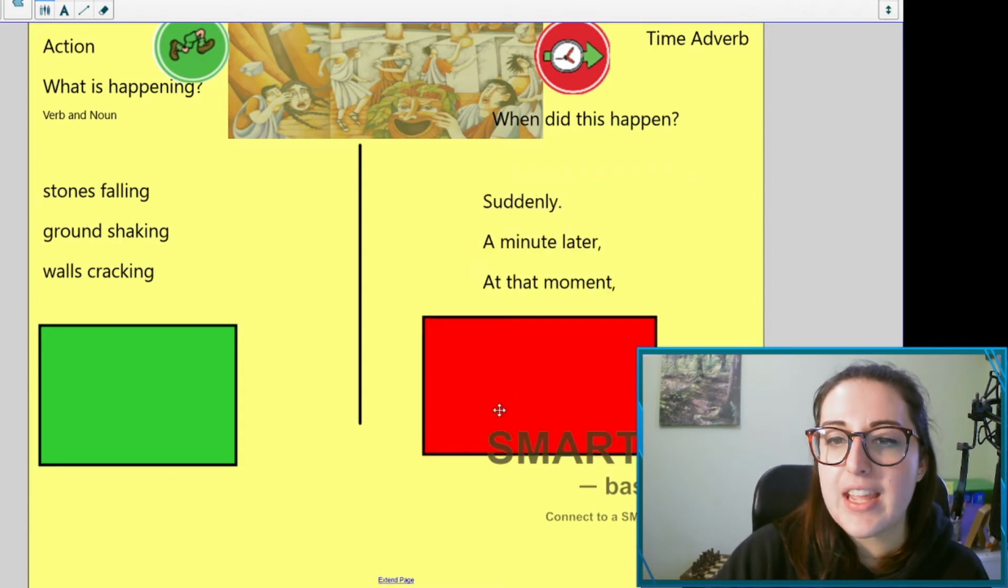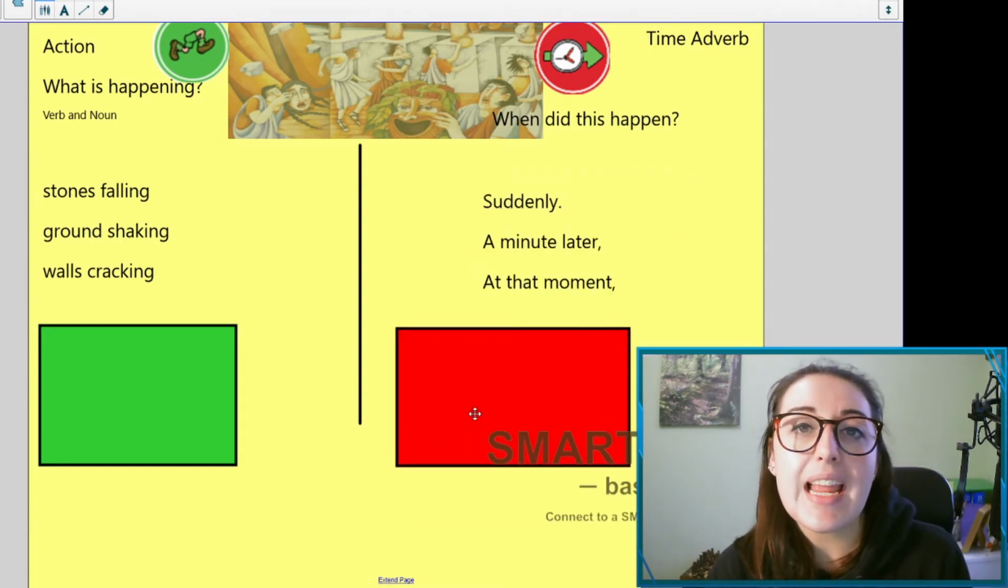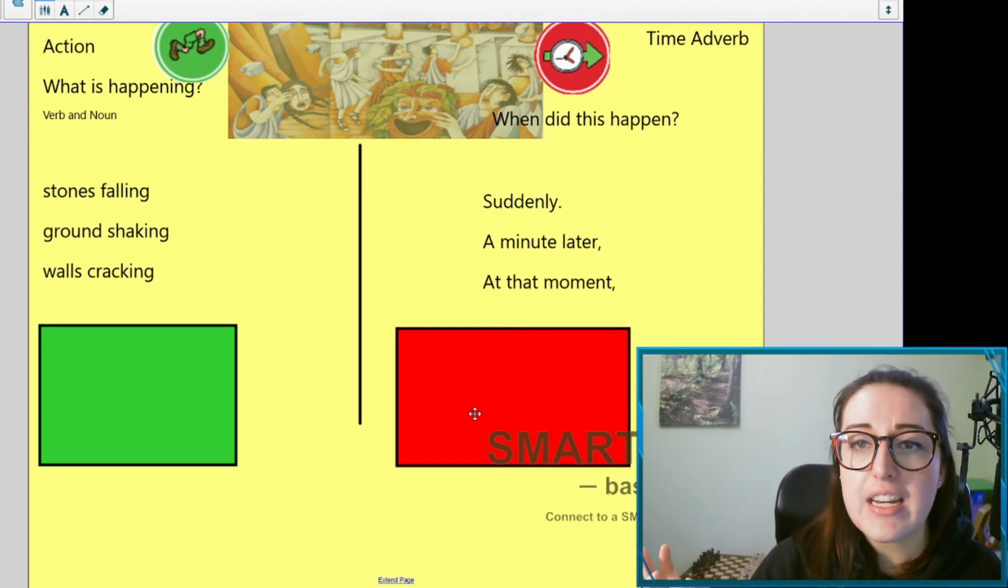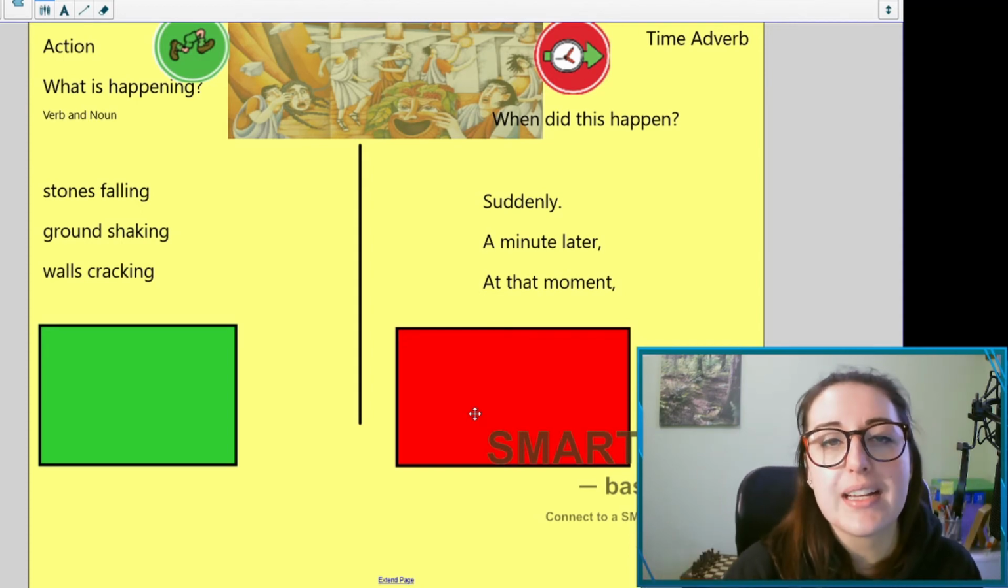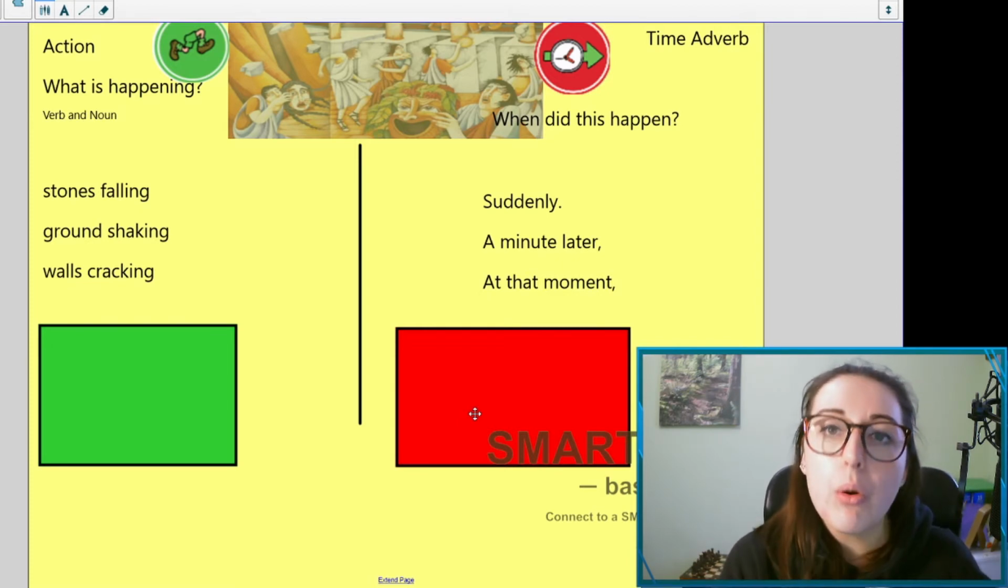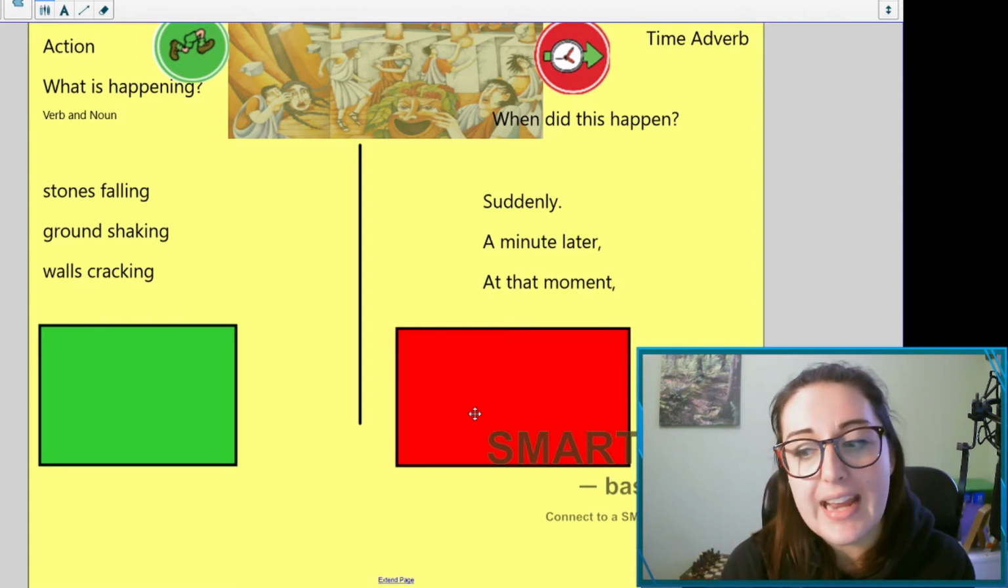Okay, so we have things like suddenly or a minute later, at that moment, after rehearsals, when the sun was at its shine, its highest. All of those things tell us when something happened. We're going to use these, what was happening and when they happened, to come up with our next learning chunk.